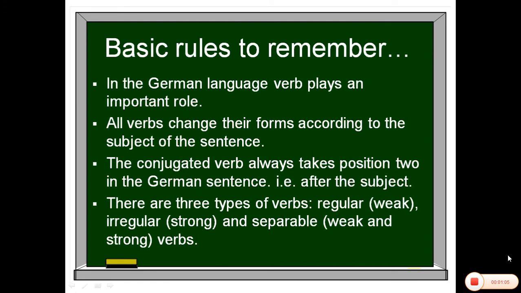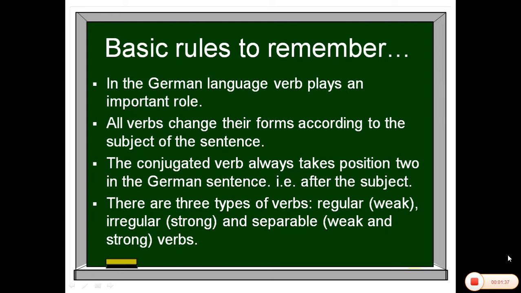So let's start with some basic rules to remember about German verbs. In the German language, the verb plays an important role. You need to remember that. Many other grammar topics depend on the verb. All verbs change their forms according to the subject of the sentence, and this form-changing process we call conjugation. The conjugated verb always takes position 2 in the German sentence, that is, after the subject.